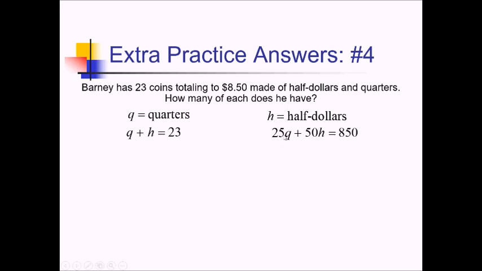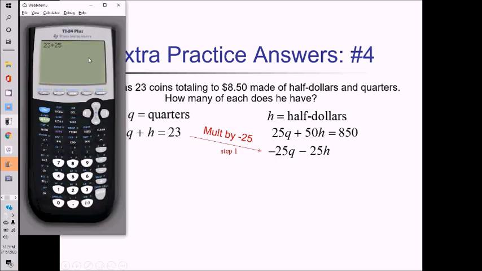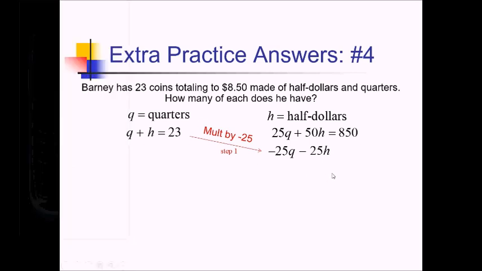All right, time to solve this system of equations. You could go with substitution or elimination. I'm going to go with elimination, though. I'm going to multiply this first equation by -25. That'll give me a -25Q that I can cancel with this 25Q, minus 25H equals, well, let's see, what's 23 times 25? I'm going to do this on the calculator just to be safe. That ends up being 575, and that's negative because we had -25 times 23.